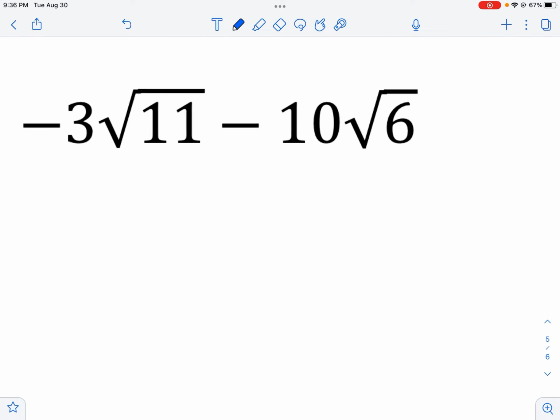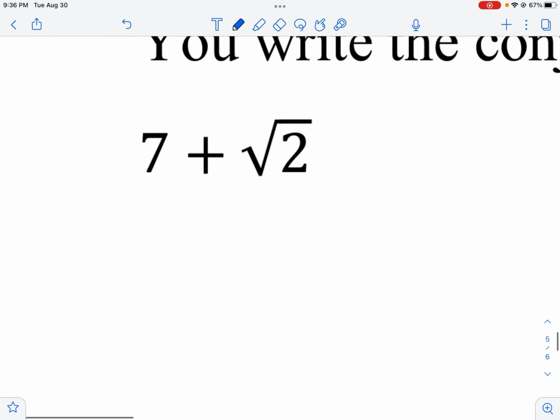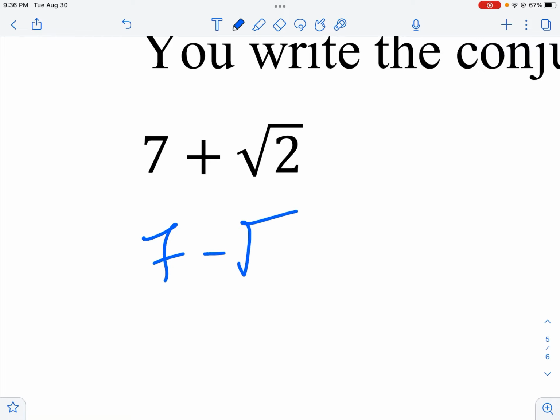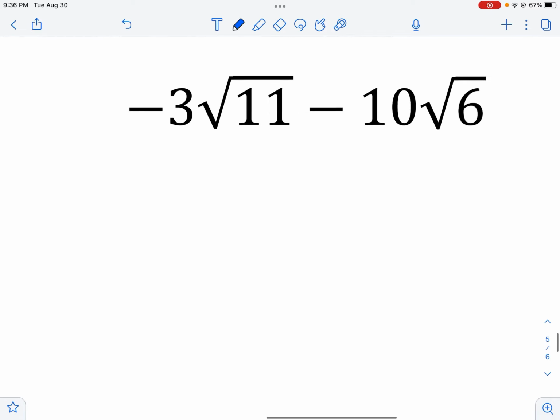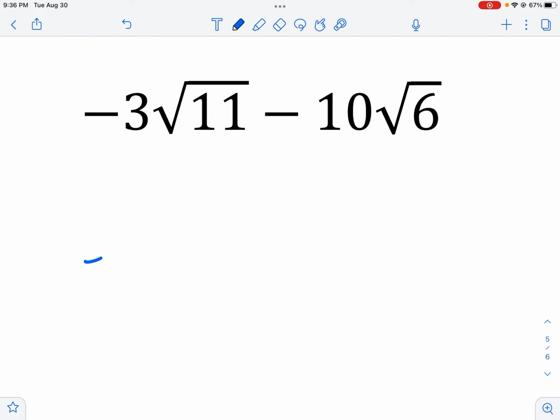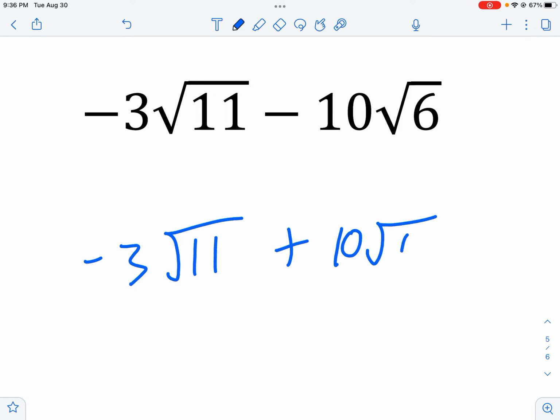All right, so hopefully on this first one, you got 7 minus root 2. If you did, do a little yay. That's the conjugate of that one. This one, a little trickier, but the first one still stays negative 3 root 11. And then you're going to add 10 root 6. So there you go. Those are the conjugate pairs.